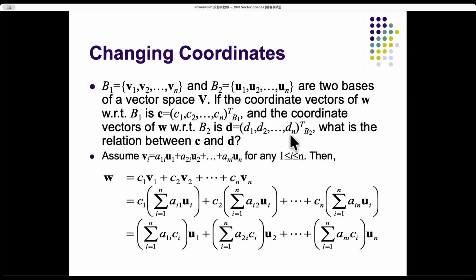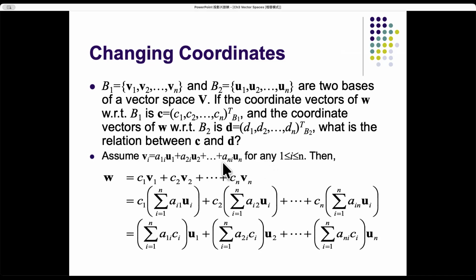Before we talk about that, because they are both bases of the space, we can represent each Vi as a linear combination of the Ui. So Vi equals A1i U1 plus A2i U2 plus and so on up to Ani Un. This is a little bit special notation: 1i, 2i, ni.